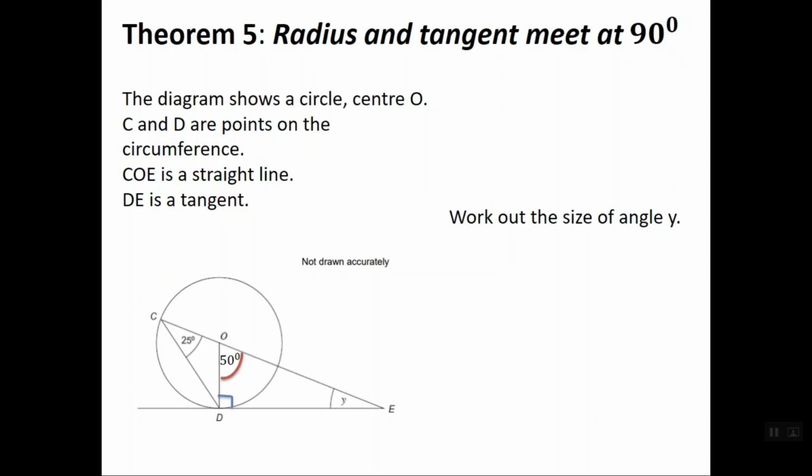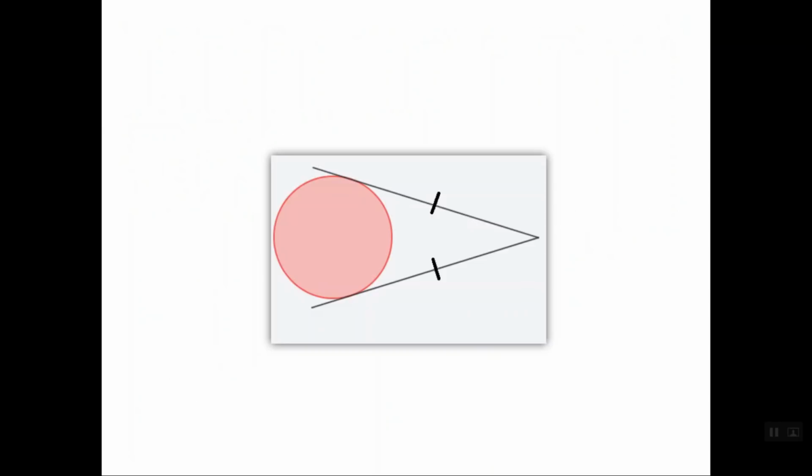The next thing I'll use is the fact that the interior angles in a triangle sum to 180 degrees. I'm trying to find a missing angle in a triangle. I already know this angle to be 50 degrees and this angle to be 90 degrees, so I can easily find my missing angle Y. I add 50 degrees plus 90 degrees and get 140 degrees. I take that away from 180 degrees and I get Y to be 40 degrees.